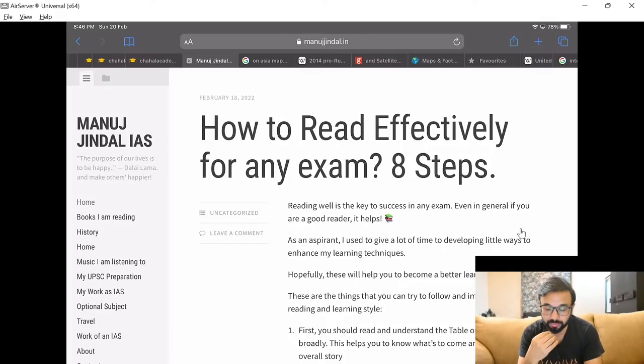IRMS, Indian Railway Management Service, is a great service. They have combined the different railway services and created a new Indian Railway Management Service, which they will hire for from UPSC. Earlier there used to be IRTS and so on. They have merged them now and formed the Indian Railway Management Service. So I think it's a good service.